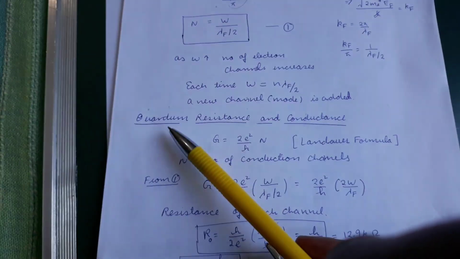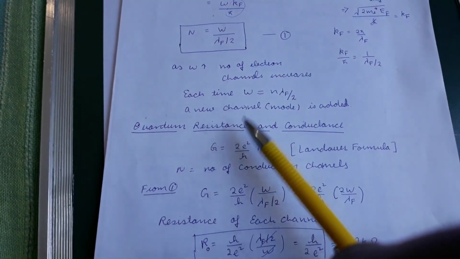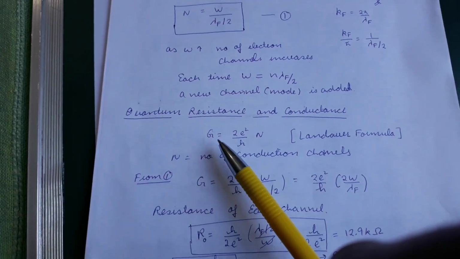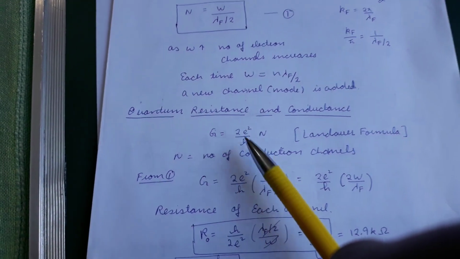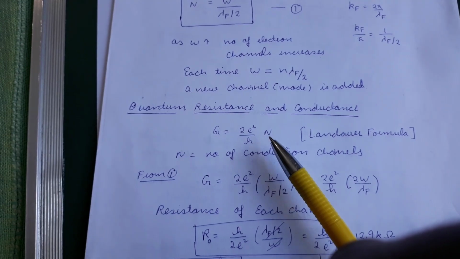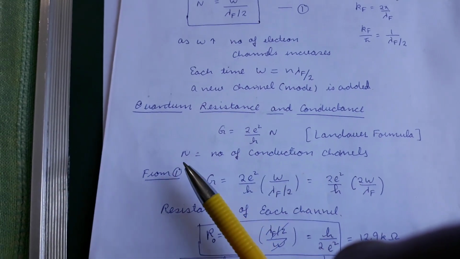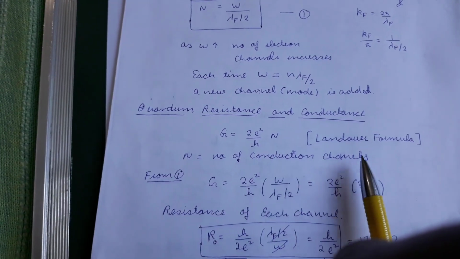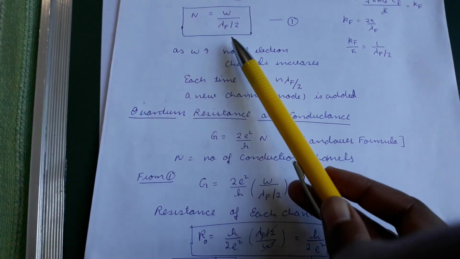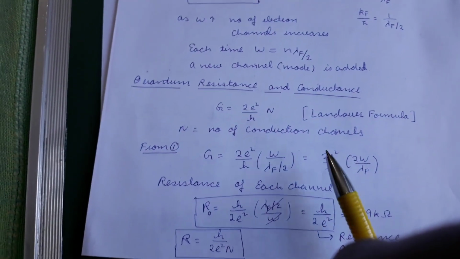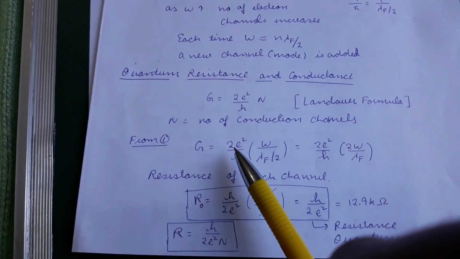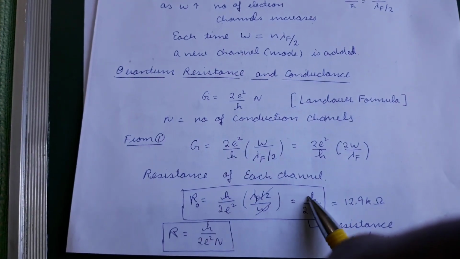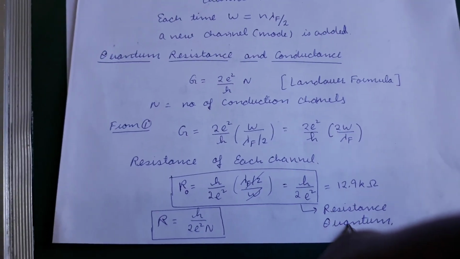When we calculate the resistance and conductance for such a channel, we see that the conductance is also quantized, and it will be given by 2e square upon h into n. Here n is the number of conduction channels, and we can replace n from here, which is W upon lambda F upon 2. So it will be 2e square upon h and this. From here we can also find out the resistance. For the first channel it will be h upon 2e square. This is called the resistance quantum.